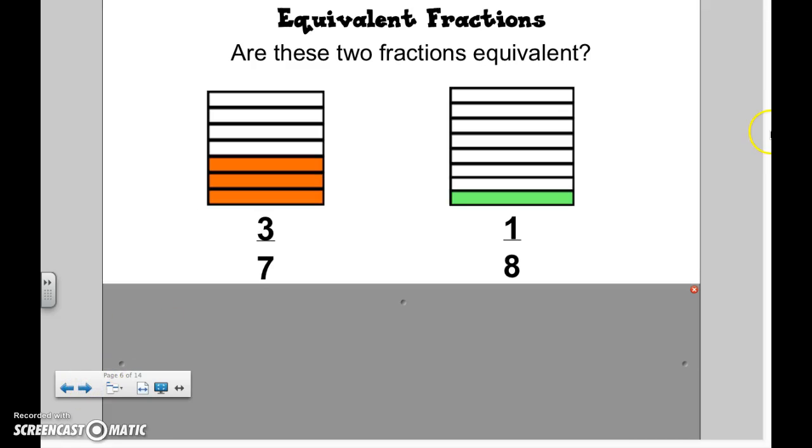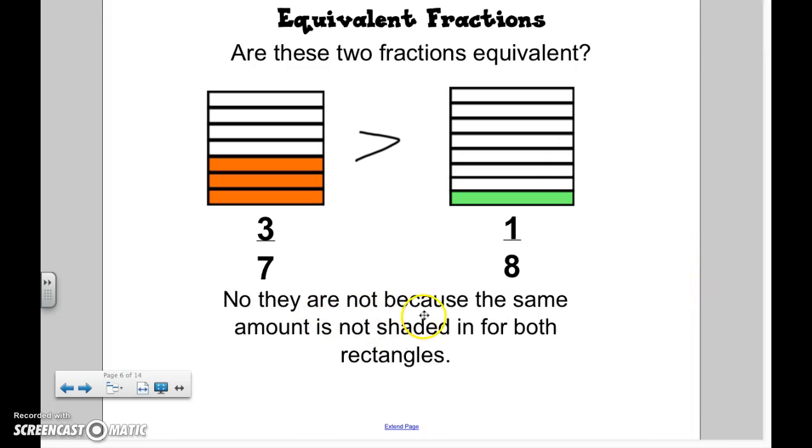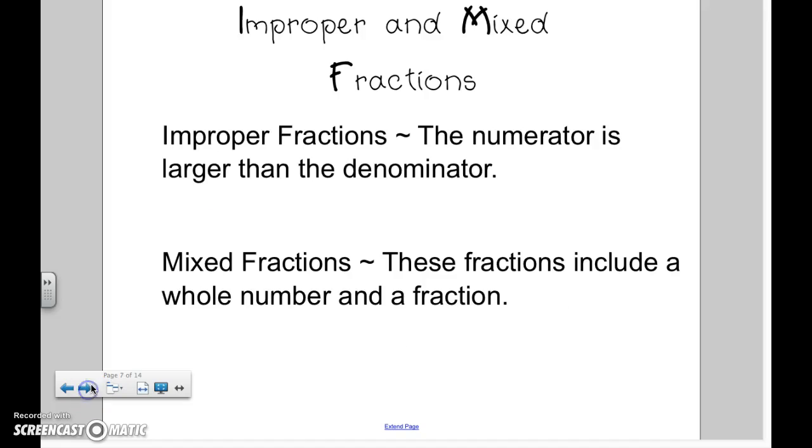Let's look at this fraction. Clearly there's 1 shaded over here out of 8, and 1, 2, 3 out of 7 are shaded. So clearly this fraction is the greater fraction. 3/7 is greater than 1/8. No, they are not equivalent because the same amount is not shaded for both of these rectangles.